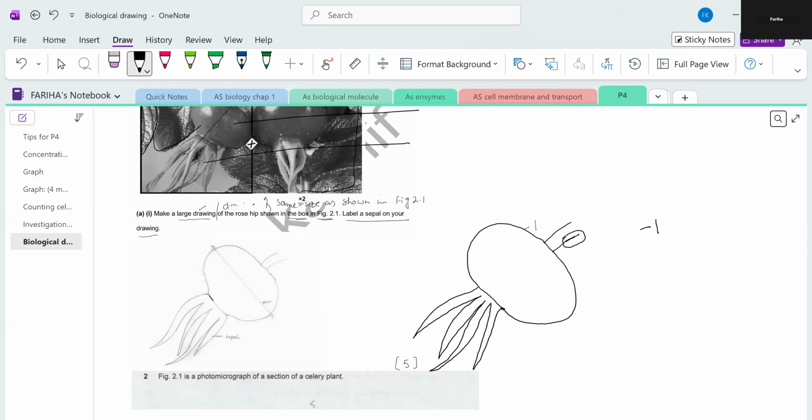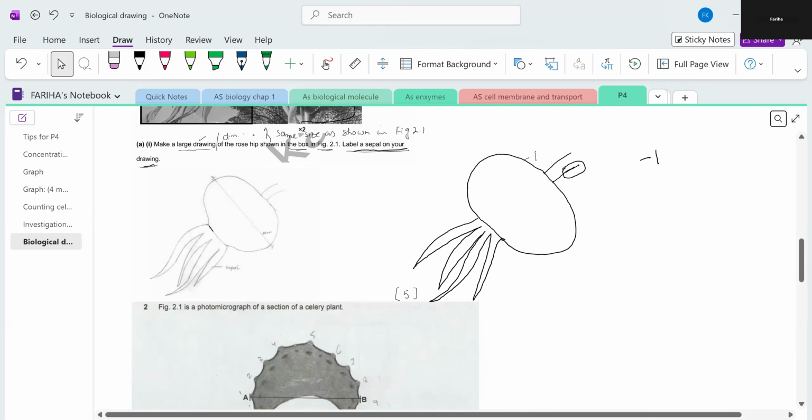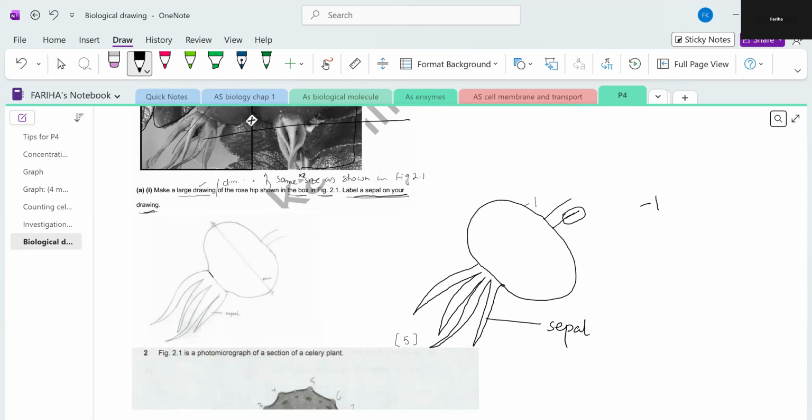Now, the examiner asked you to label a sepal on your drawing. Do you know where the sepal is located in this drawing? This is a sepal. So how are you going to label it? You are going to label it in this way with a ruled label line. So that's how you will get 4 marks out of 5. Why 4 marks? Because of this discontinuity. Is this fruit wider than its length? Yes, 1 mark. Are the lines clear and continuous and no shading? No, you will lose 1 mark.